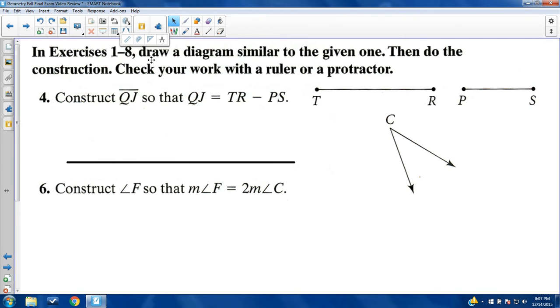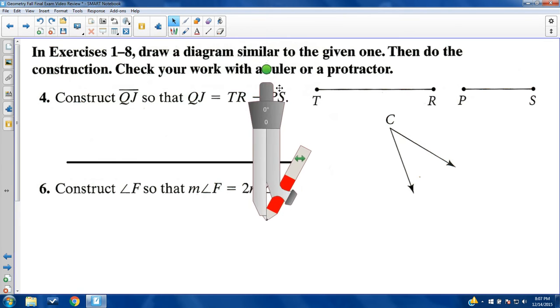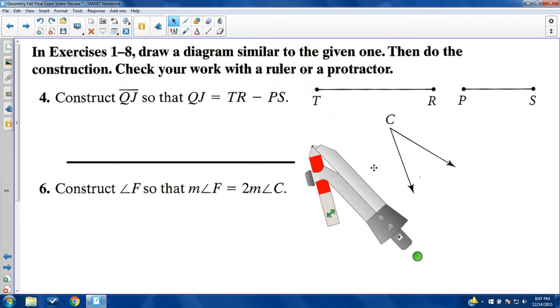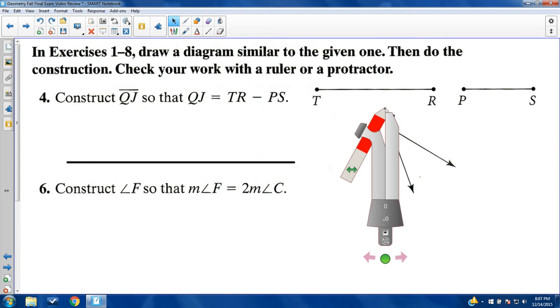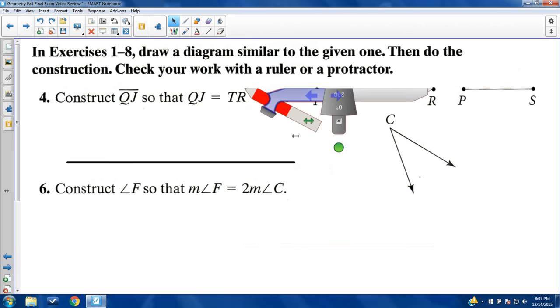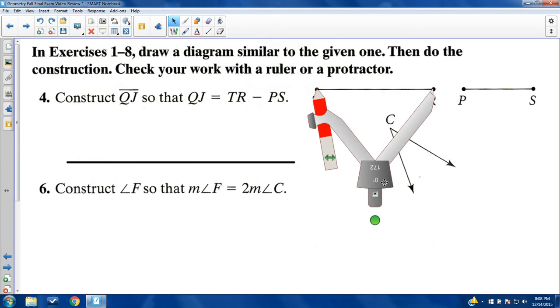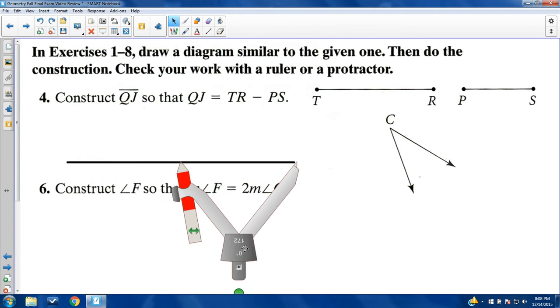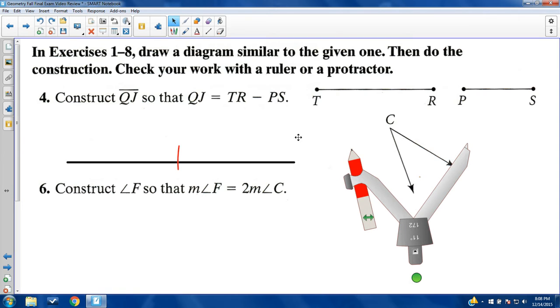Then I bring in my handy dandy compass. Because the compass is so big, this gets kind of awkward and I have to flip it over. I have to find the total length of TR, which is about right here. From this end, I'm going to mark this arc right there. So TR right here is also right here.